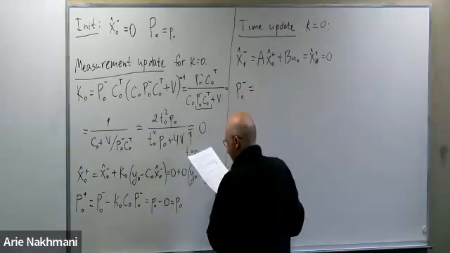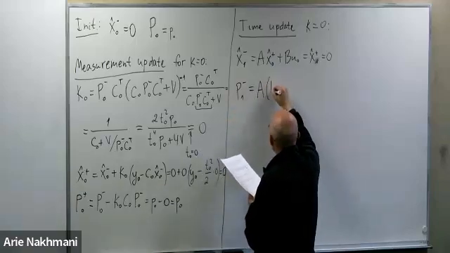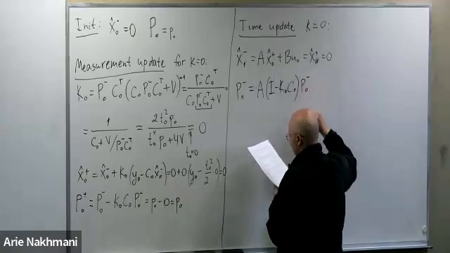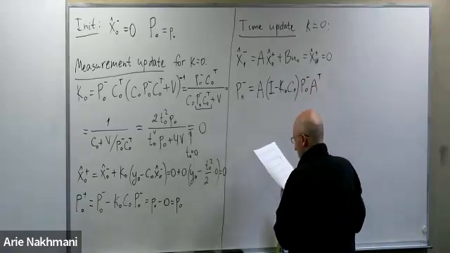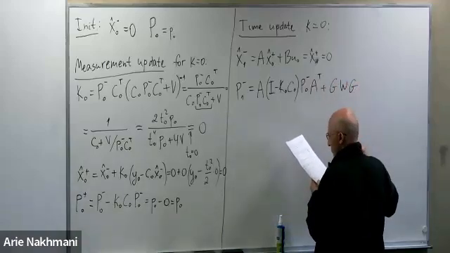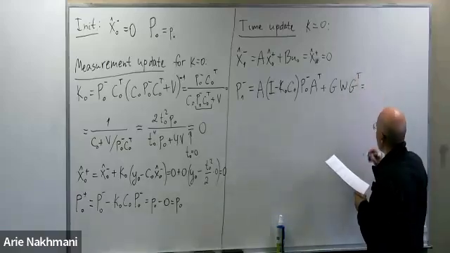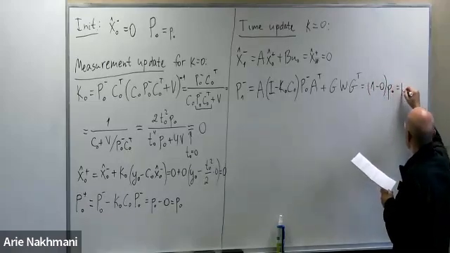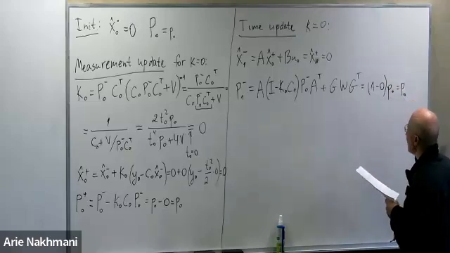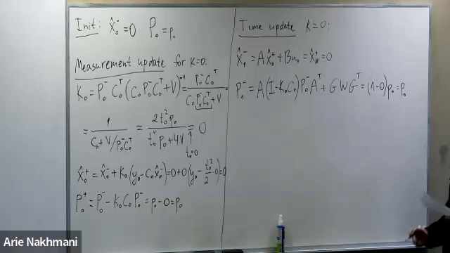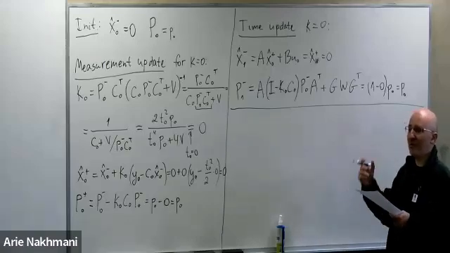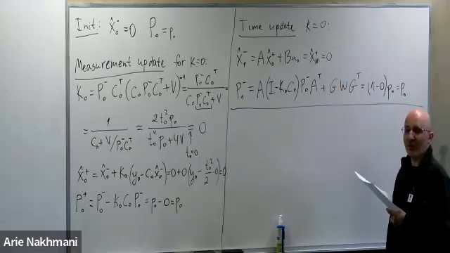P1 minus will equal A times (I minus K0 C0) times P0 minus times H transpose plus G W G transpose. This is the formula. It will be 1 minus 0 times P0. And again, nothing interesting. Still P0. This was the first step, like one iteration in the Kalman filter. These are the formulas. Okay.